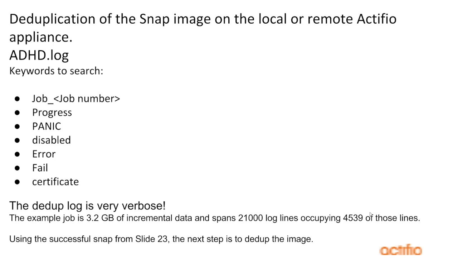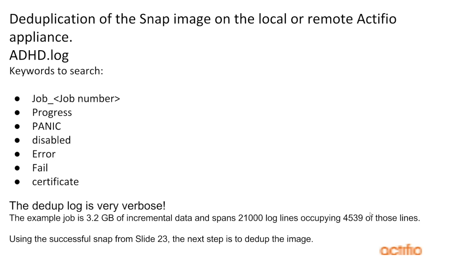Now, I did spend a couple extra minutes on the keywords. I cannot stress this enough: the dedupe log is incredibly verbose. The job that I'm using for this example today was 3.2 gigabytes of incremental data. It spans 21,000 log lines and is noted in 4,539 of those lines. That is not reasonable to expect anybody to read through and pull out the pertinent information. So we've really got to be clever with our search to pinpoint what's relevant to us.